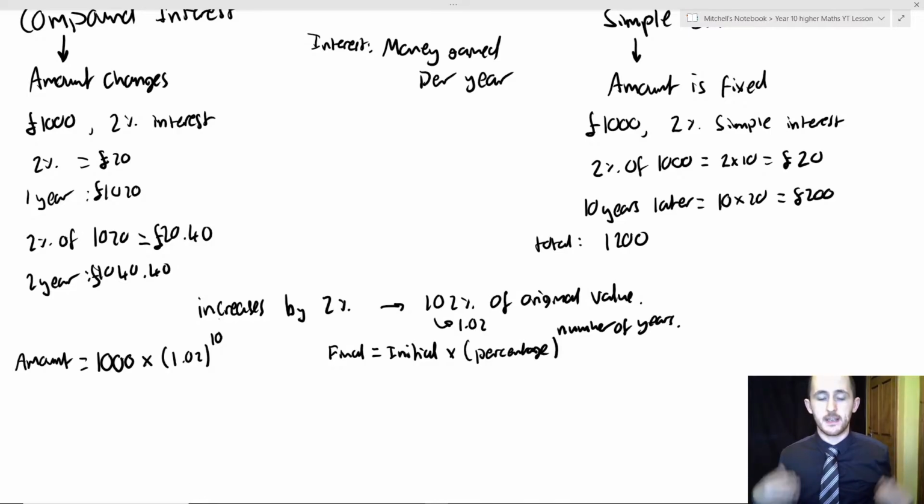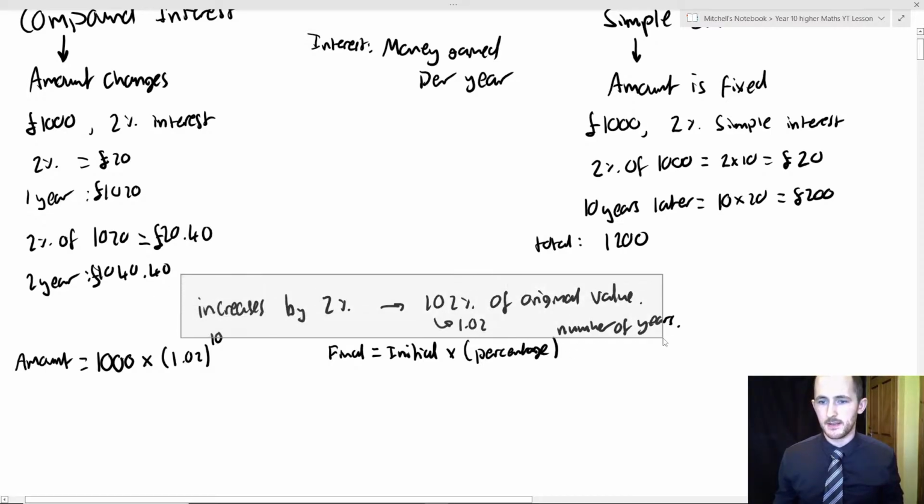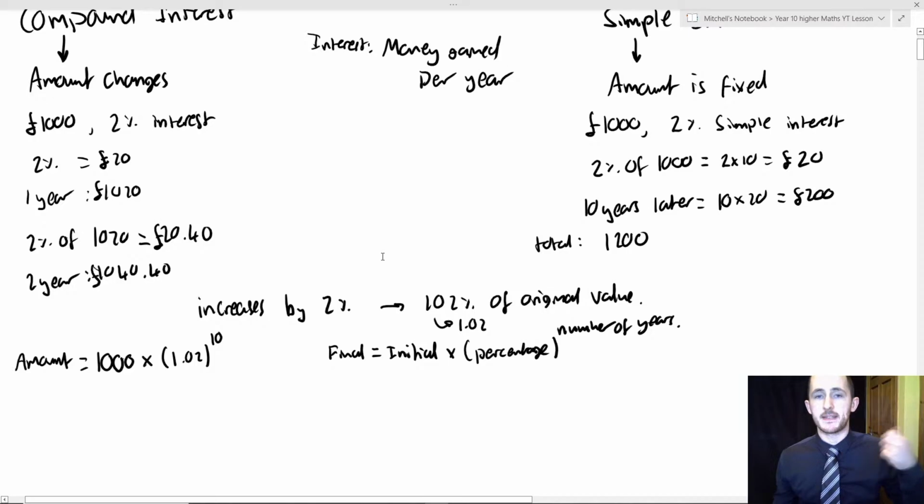It's very tricky to wrap your head around, but once we do some questions, I promise it'll be a lot easier. But this is why compound interest can be a bit tricky. Okay? But what I hope you take from this is this part here. If something increases by 2%, it's at 102% of its original value. If it increases by 10%, it's at 110%, and so on. Right? You're just plussing and minusing from 100%.